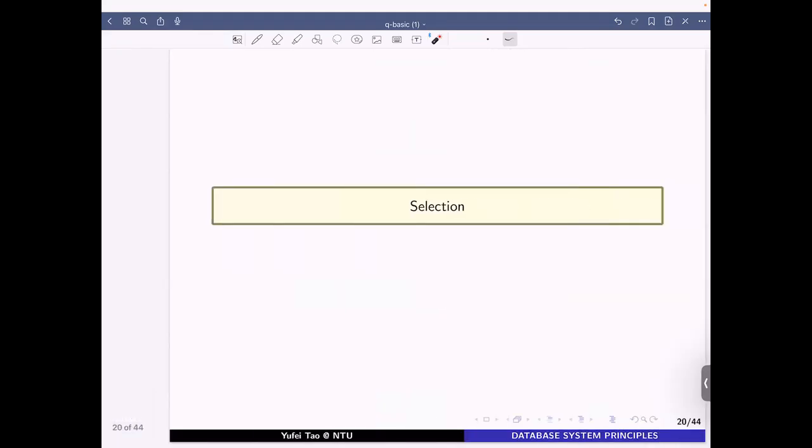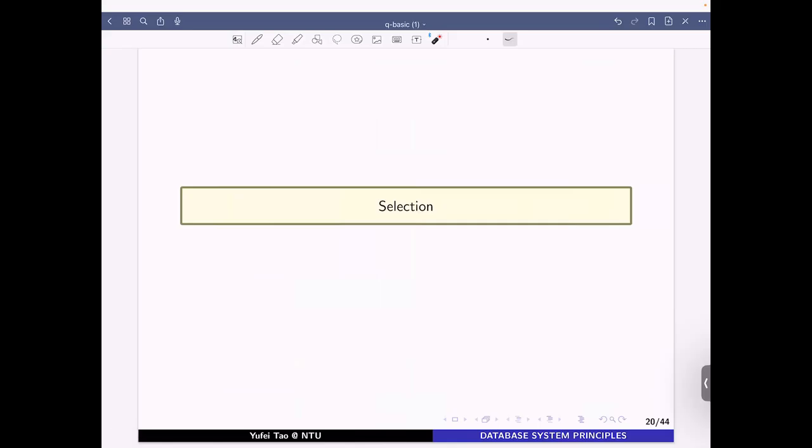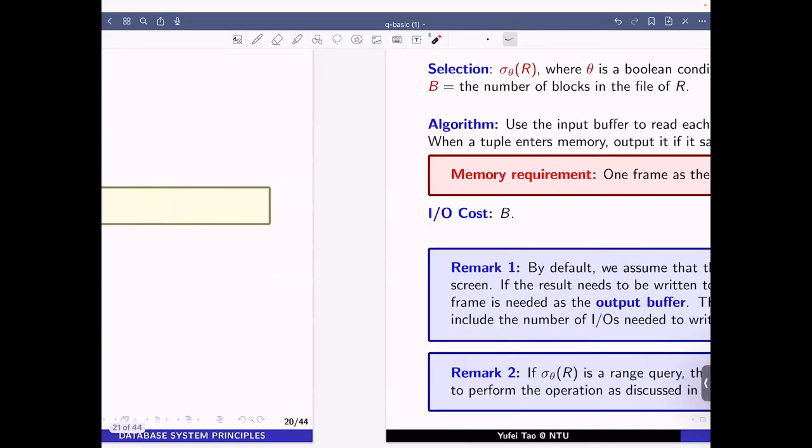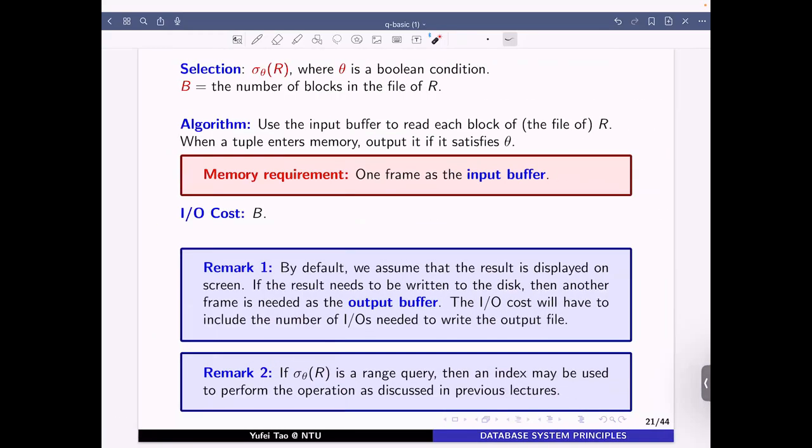Nice. So finally, we are ready to talk about algorithms, starting with selection. Still remember, right? You have this relation R, and you want to apply this Boolean condition. For our discussion, we'll assume that the file of this relation R occupies B blocks on the disk.